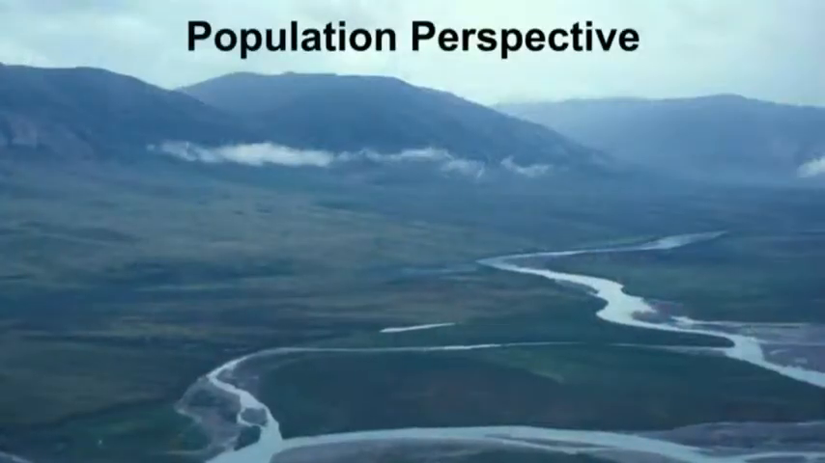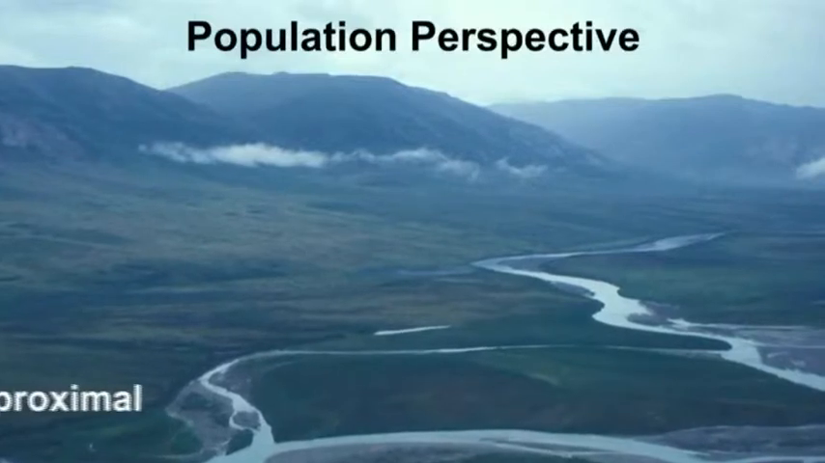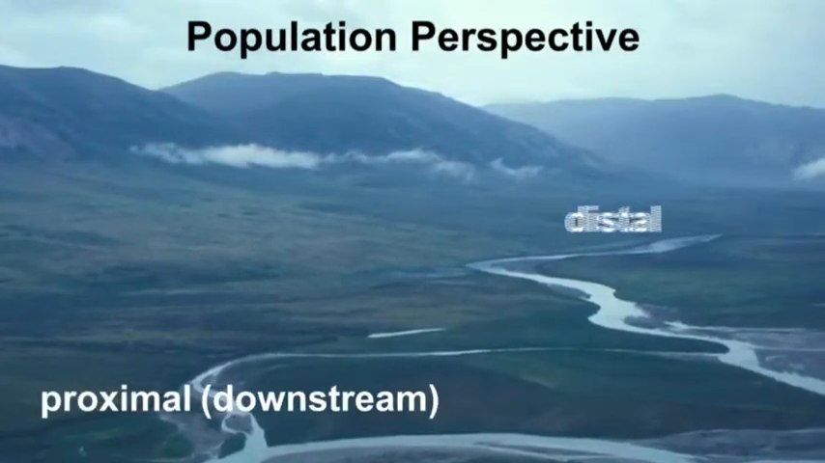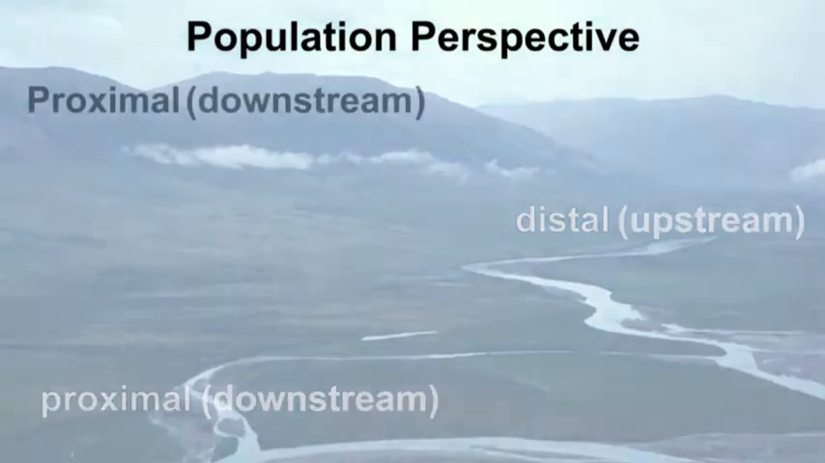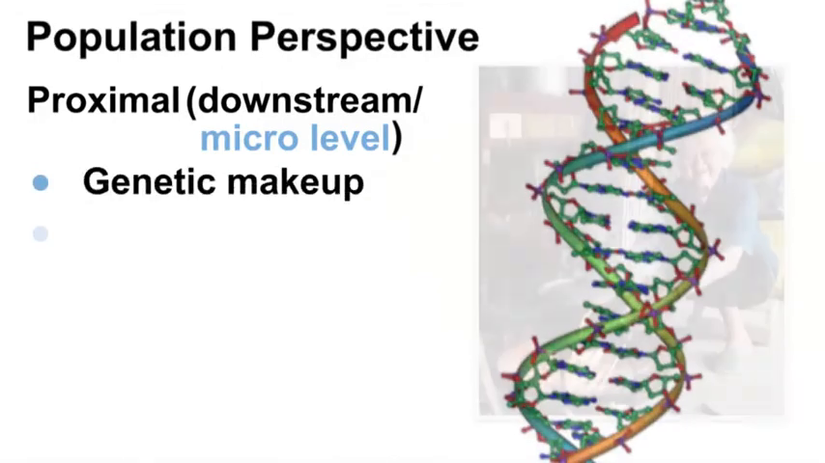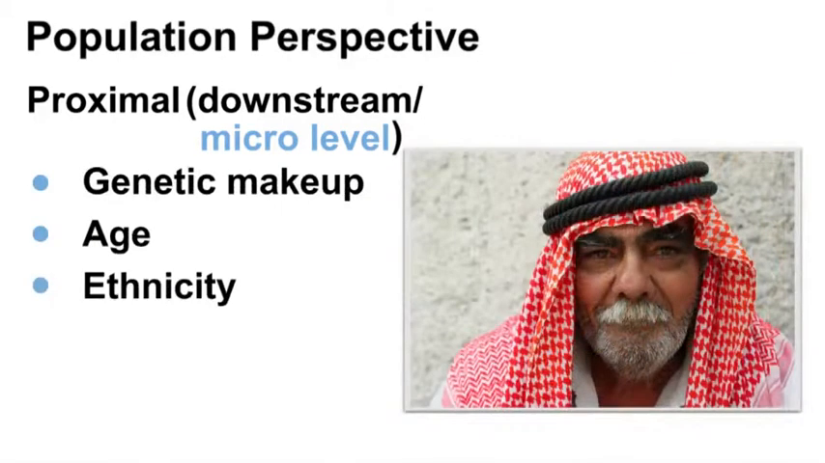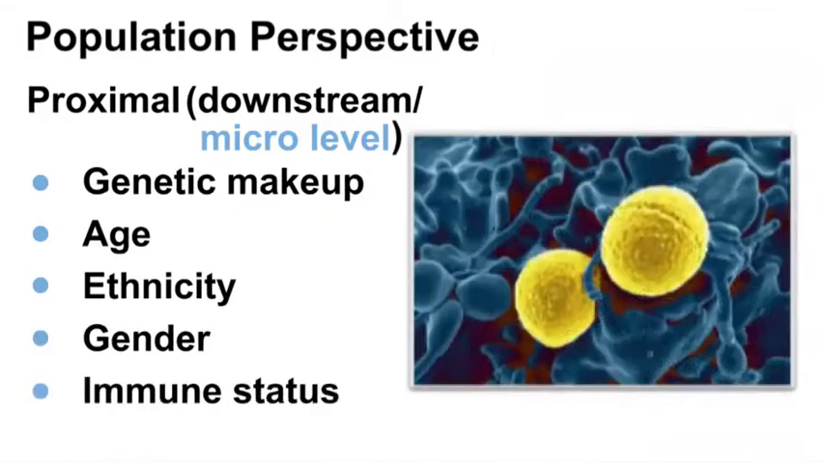With the population perspective, we look at both proximal or downstream and distal or upstream factors. Downstream health factors are micro-level factors and include physiological and biological factors such as genetic makeup, age, ethnicity, gender, and immune status. Downstream determinants typically are related to illness and disease. Risk factors that cannot be changed can be used to identify groups of people at increased risk and to develop targeted interventions.